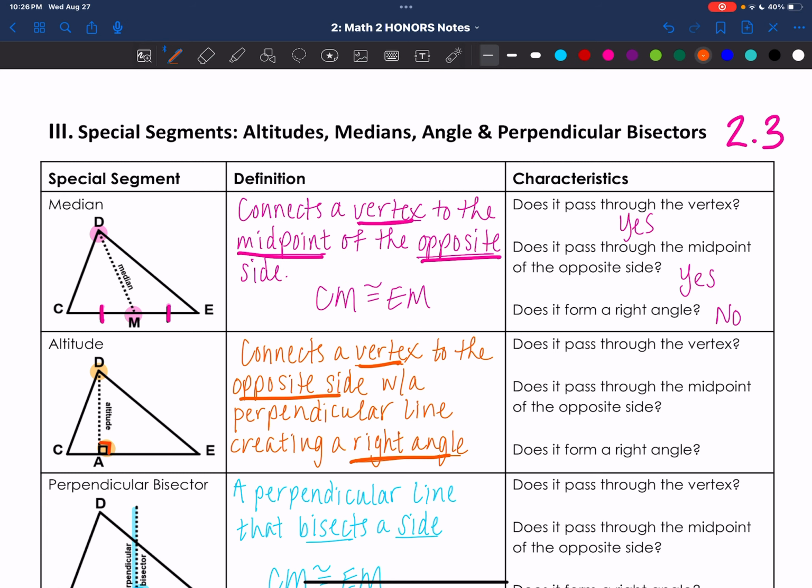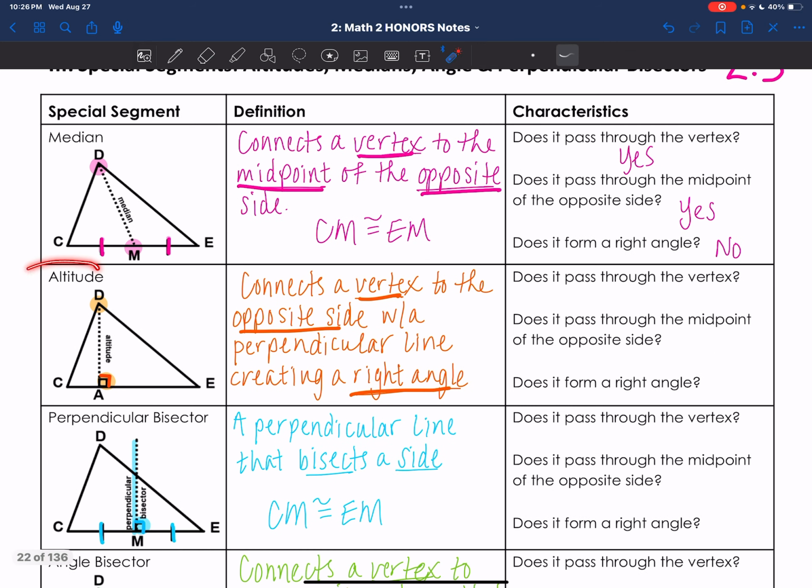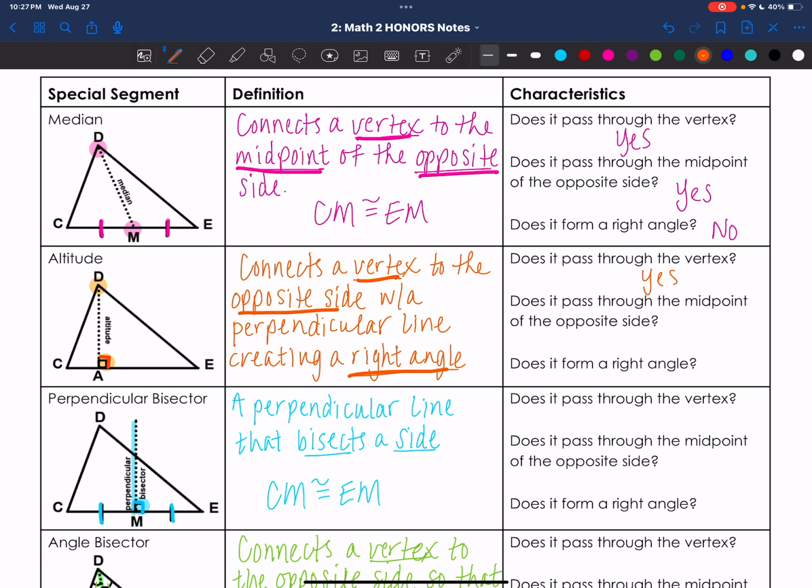All right, so now we're going to talk about an altitude. An altitude also goes from the vertex to the opposite side. However, this is important because it creates a perpendicular line. When you have a perpendicular line, you're going to create a right angle. So the important part here is the right angle. Let's look here. Does it pass through the vertex? Yes. Does it pass through the midpoint? No. But does it form a right angle? Yes.